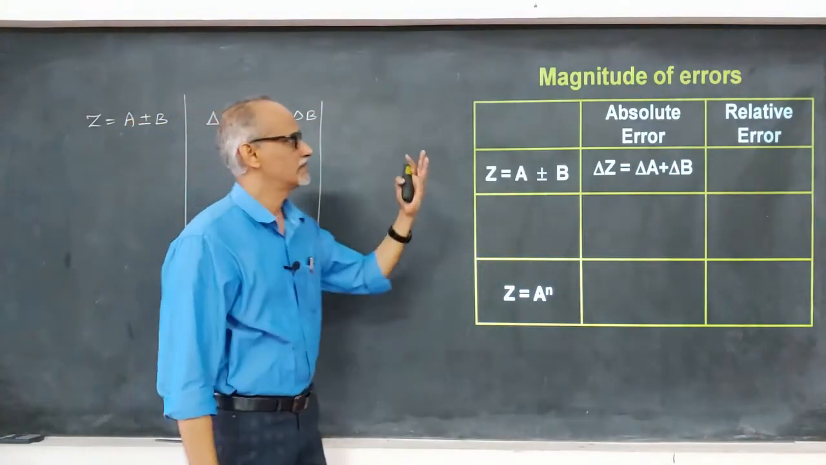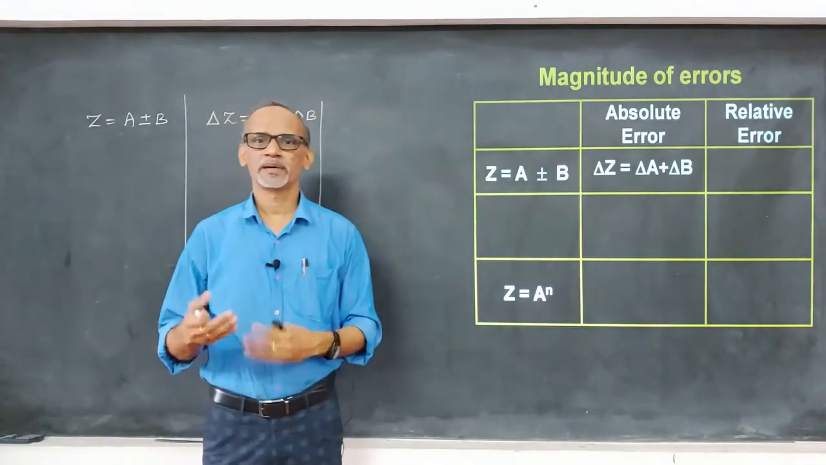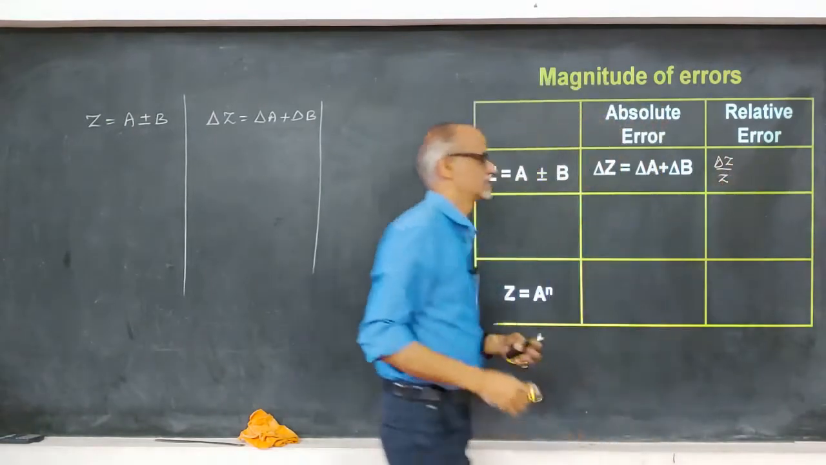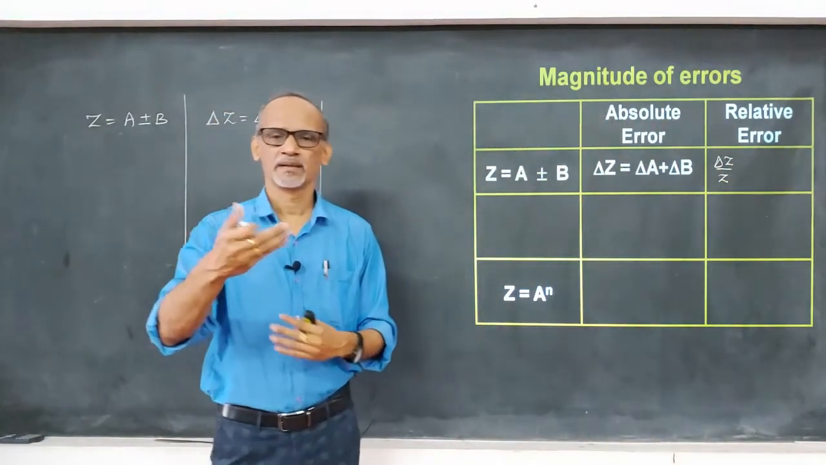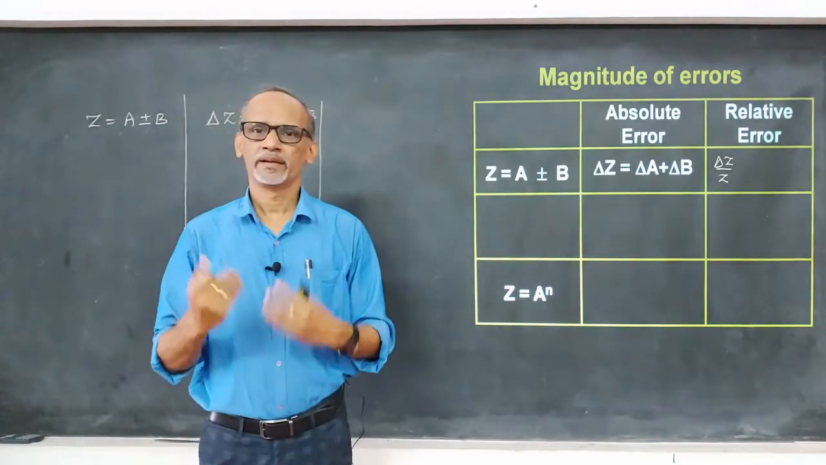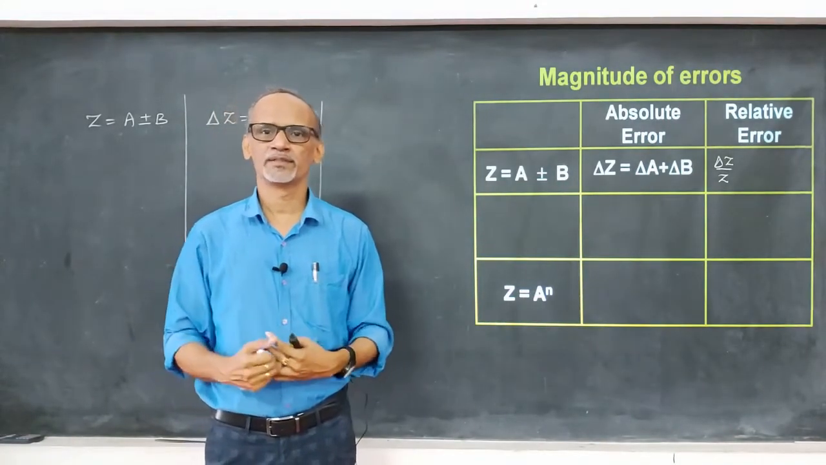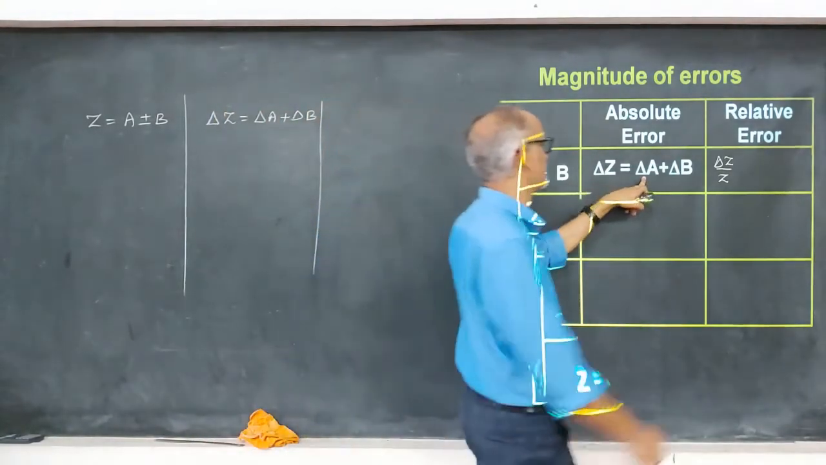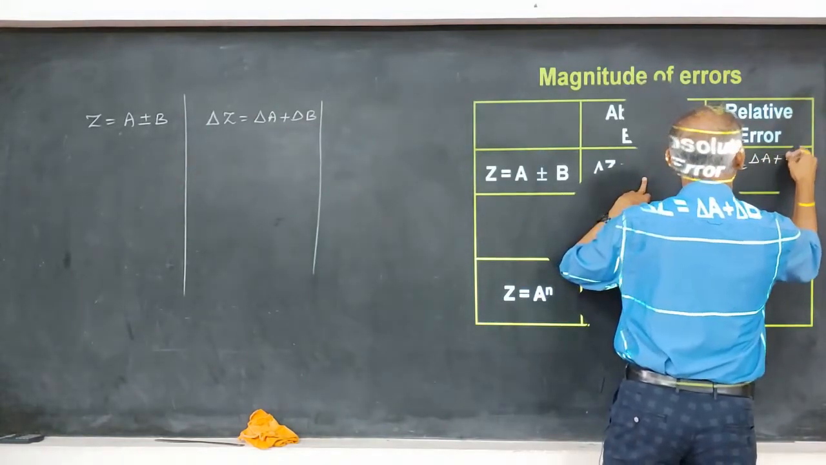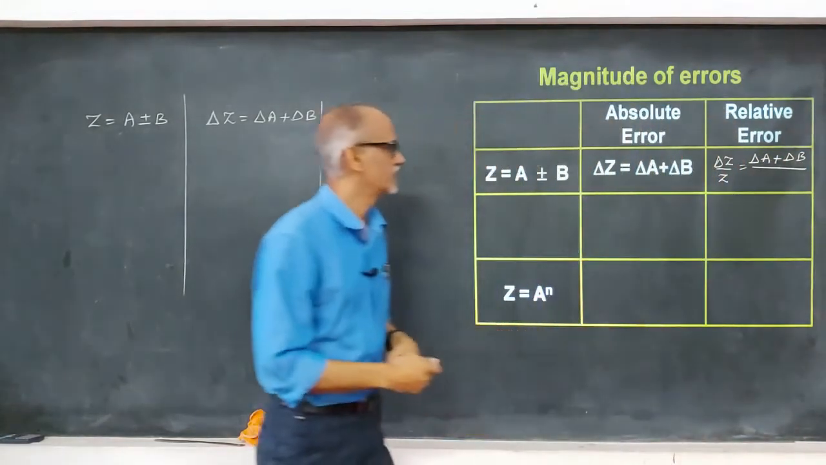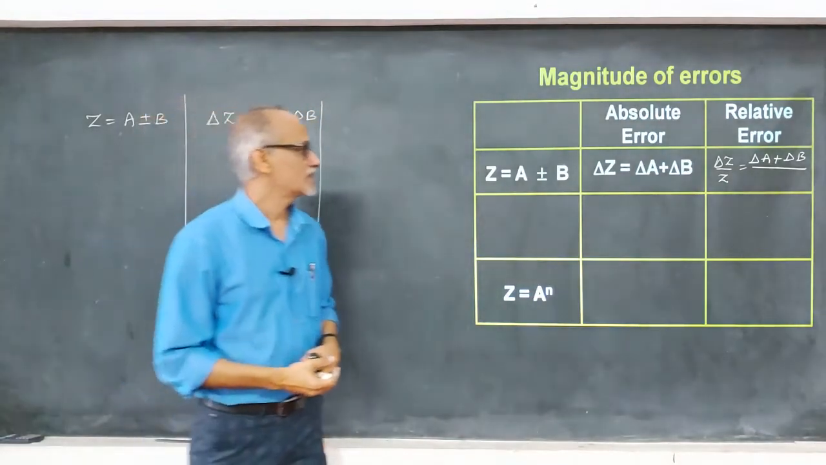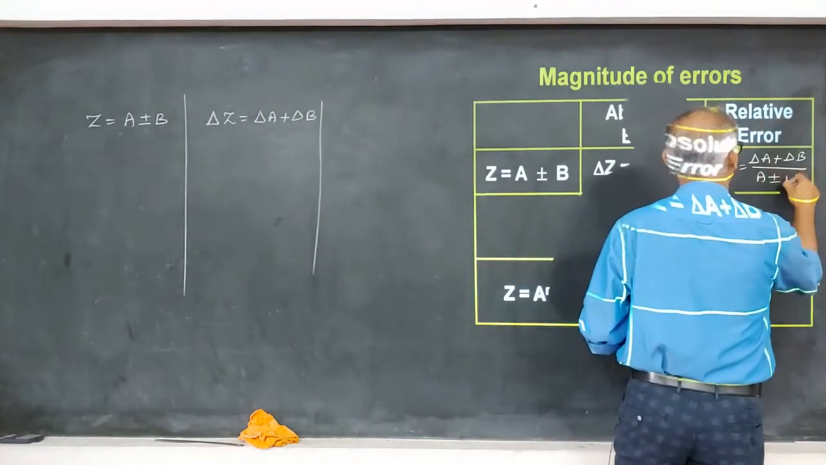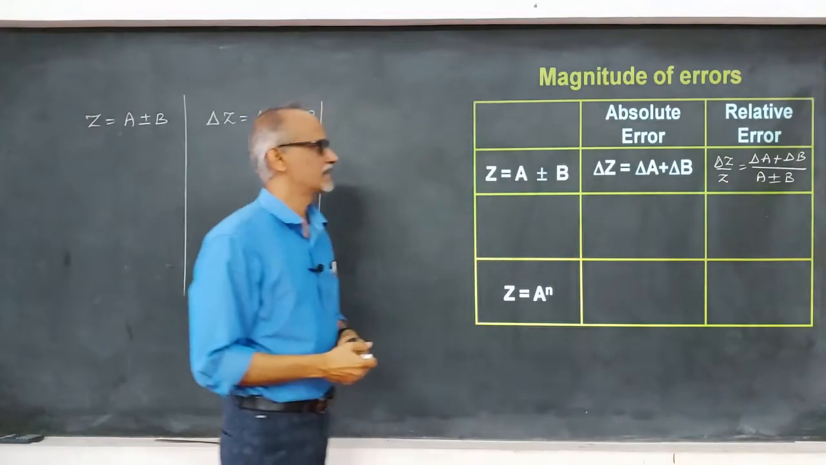Now, how to find the relative error? What do you mean by relative? Relative error means it is delta Z by Z. Am I right? Correct, no? Delta Z by Z. Delta Z is the absolute error divided by the true value, which is Z. What is delta Z? Delta Z is here, correct? So, write that. That is delta A plus delta B. Delta Z is nothing but delta A plus delta B. What is Z? Z is here, A plus or minus B. So, this is how we can find the relative error.